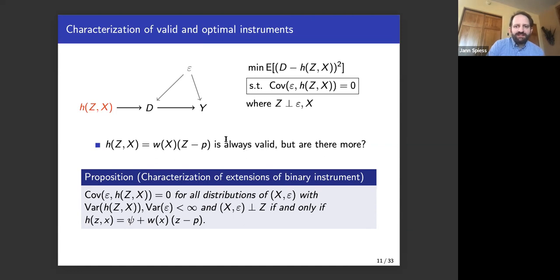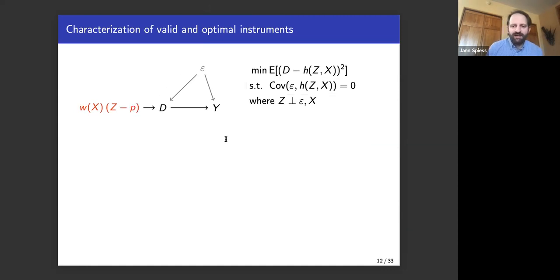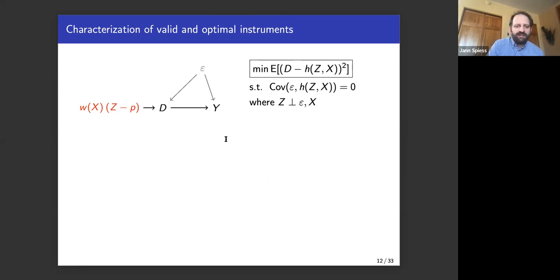Based on this first result, I can now switch my interest, rather than optimizing over an instrument with interactions H of Z and X, to optimizing over instruments that take the specific form of a weighting function W(X) multiplied by the recentered instrument Z minus P. I can then ask, among those weighting functions, what is the optimal weighting function that maximizes the fit, meaning minimizes the mean squared error in predicting D, when I choose only weighting functions.